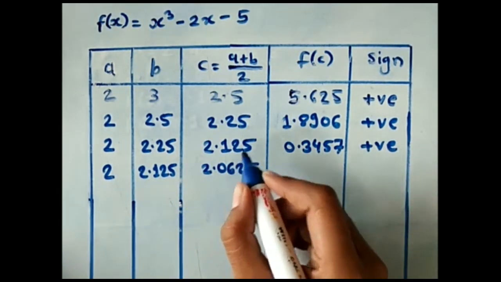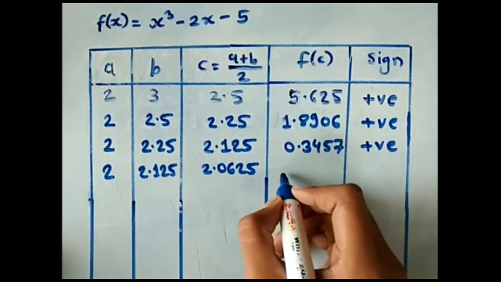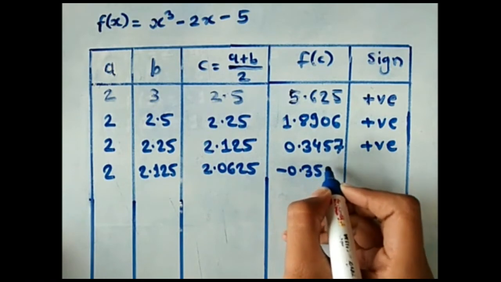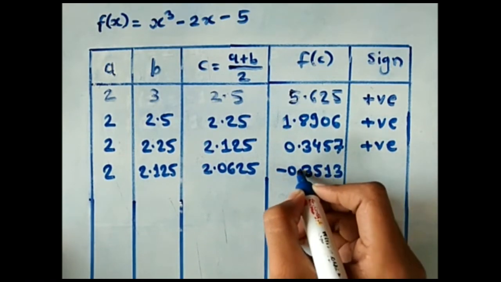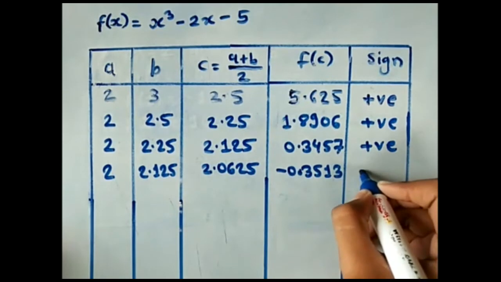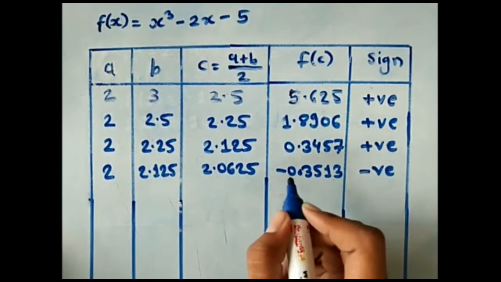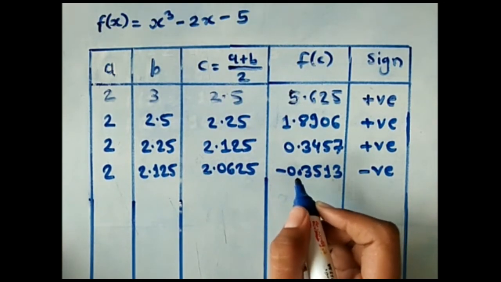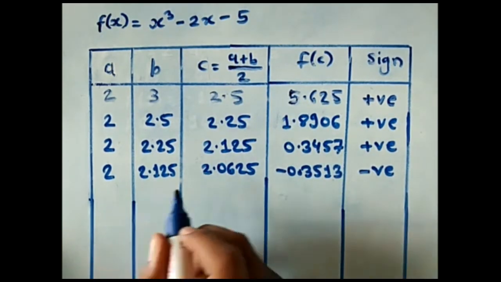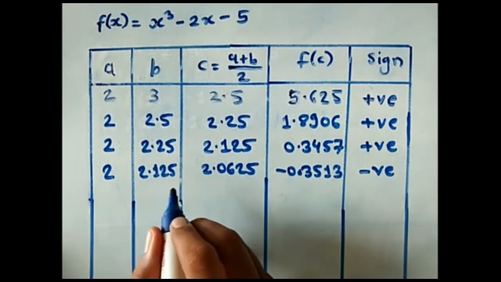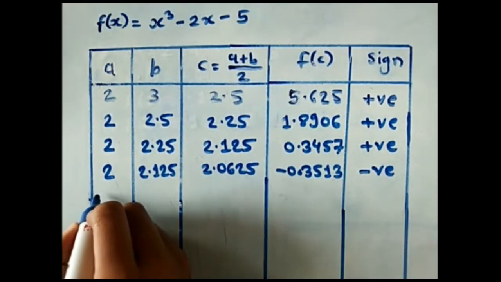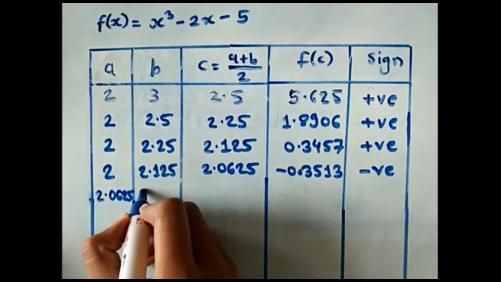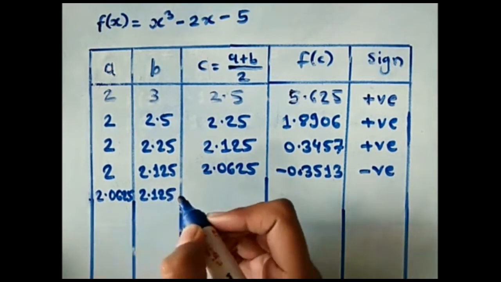Again by putting the value in f(c), we get minus 0.3513. Here the value is negative. Here again, according to the possibilities of the bisection method, f(c) is negative, hence we replace a by c and b remains the same. Therefore the value of a becomes 2.0625 and b remains the same, 2.125.